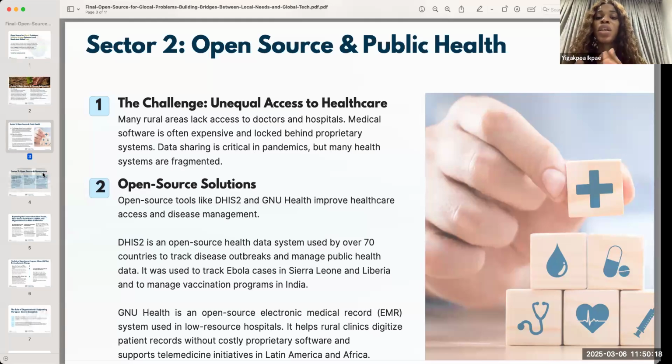We have the District Health Information System 2, DHIS2, which is an open source health data system used by over 70 countries to track disease outbreaks and manage public health data. I'm so proud of open source. It's been used in Sierra Leone and Liberia to track Ebola cases and manage response efforts, during the outbreak in the global south. In India, it has been used to help manage vaccination programs and track child health. So I'm just going to drop their amazing GitHub link right in the chat.